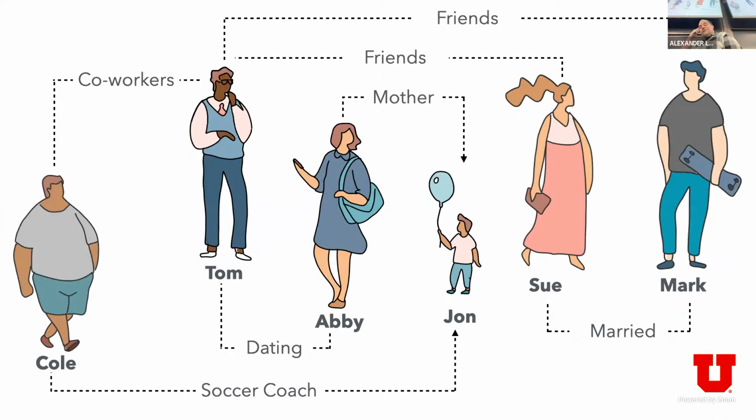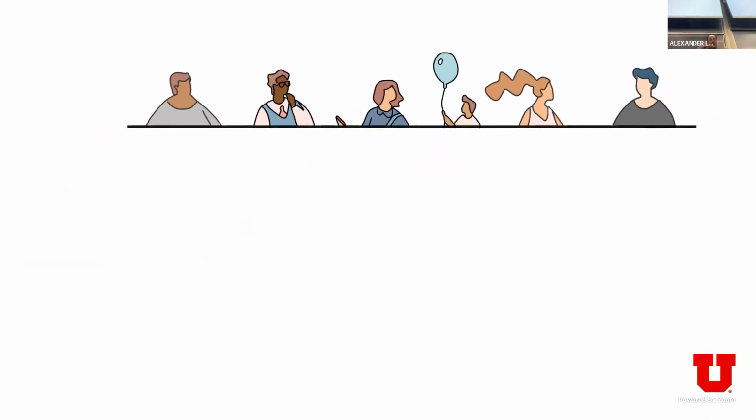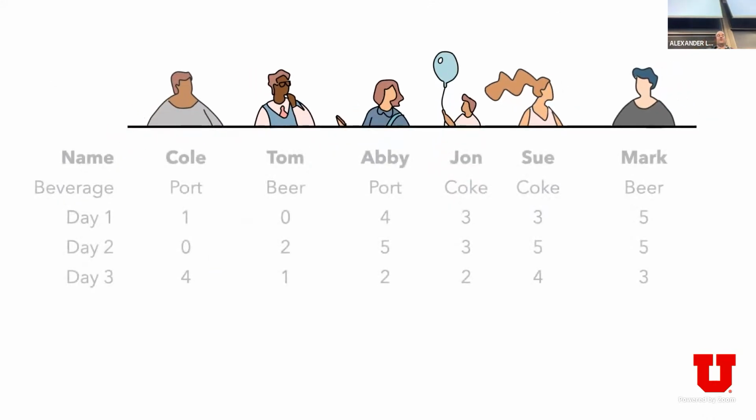Okay, I'll be using this example network here. We have a group of people that have different types of relationships. They're parents, or they're dating, or they're the coach of somebody, or they're married. And then just for fun, we also have a favorite beverage for each person, and how many of them they're drinking on these days 1, 2, and 3. You can see that Cole here likes port. He had 1 single glass of port on day 1 and 4 glasses of port on day 3, whereas Mark here has had a bit of a beer drinking week.